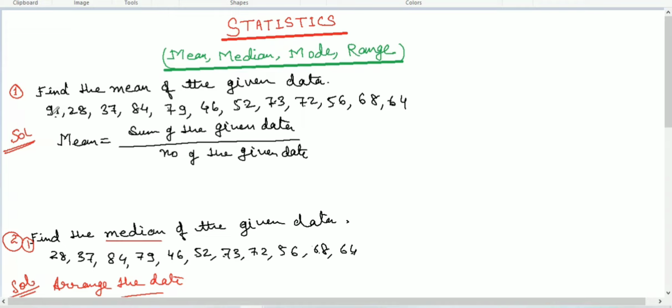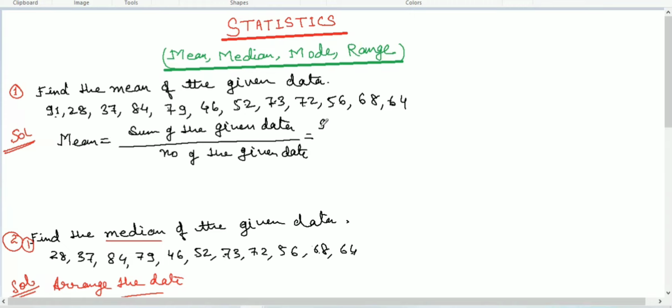So here is the first question I am given here. Find the mean of the given data, and the data are here 91, 28, 37. These are the data we have, and we have to find the mean of the given data. The formula of the mean is the sum of the given data over the number of the given data. Sum of the given data means we have to add all the data given over here.